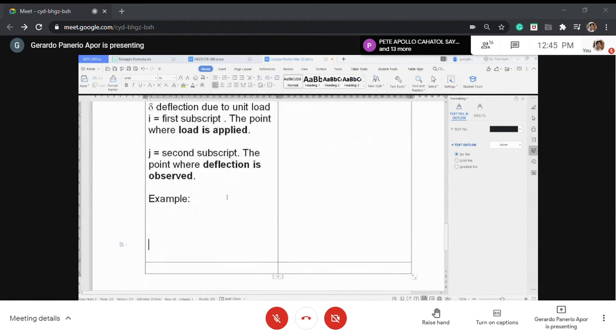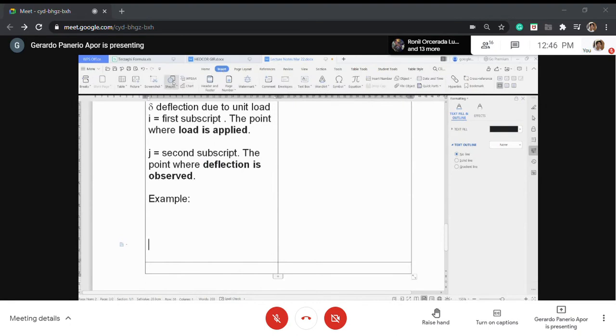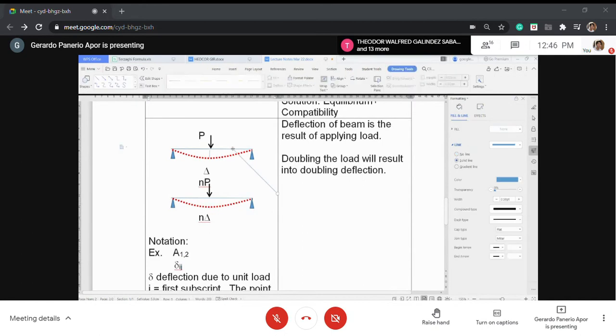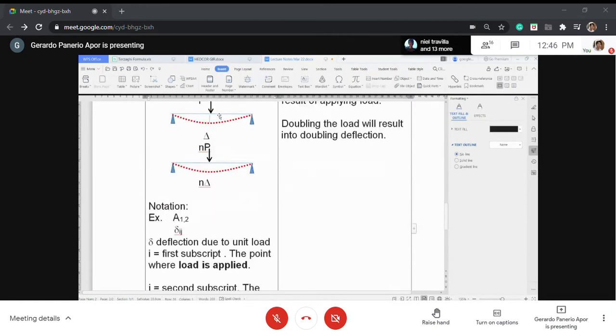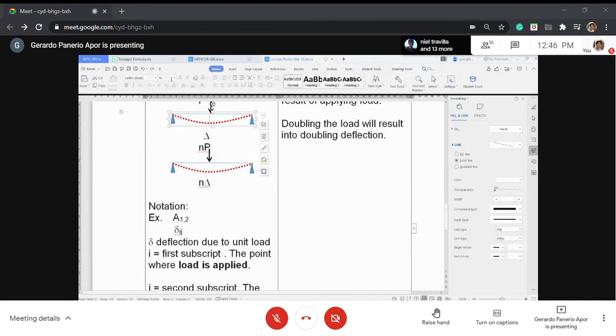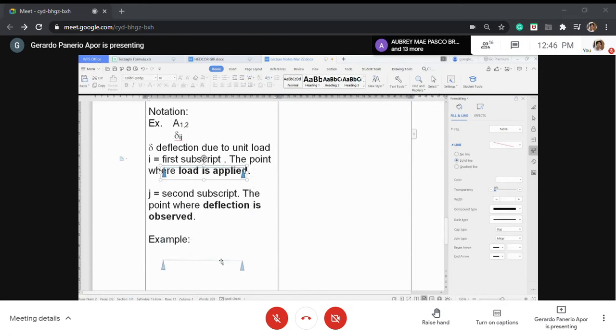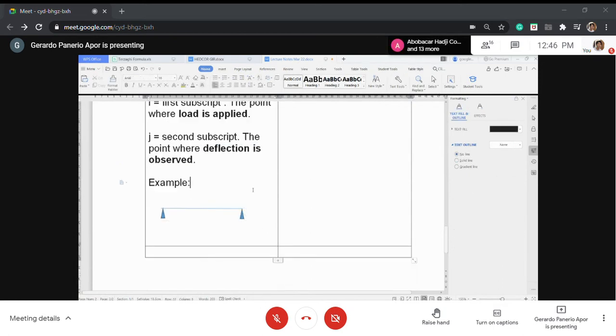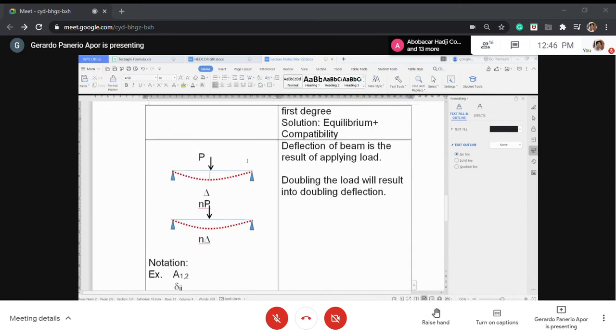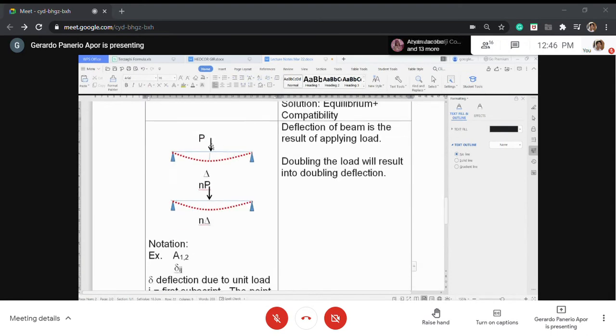In the methodology, so that you can understand the procedures, let us say we will use the same beam. Okay, we will use the same beam. Copy, paste. So we have here a beam that we can use. Now, if we apply a unit load, I'll borrow the arrow here.